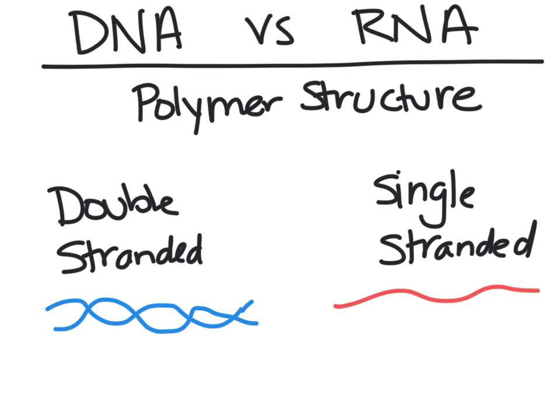If we look at the polymer structure of DNA and RNA, DNA is double-stranded and RNA is single-stranded.